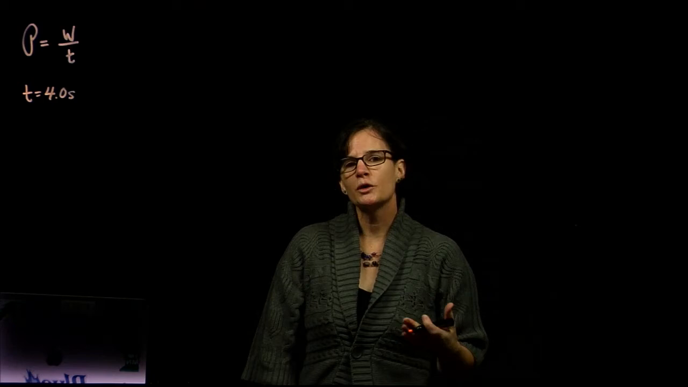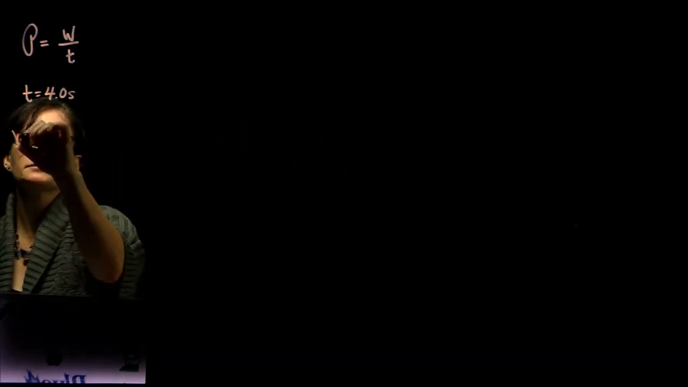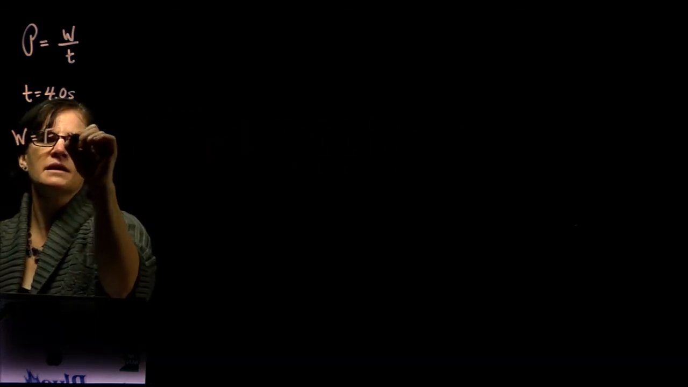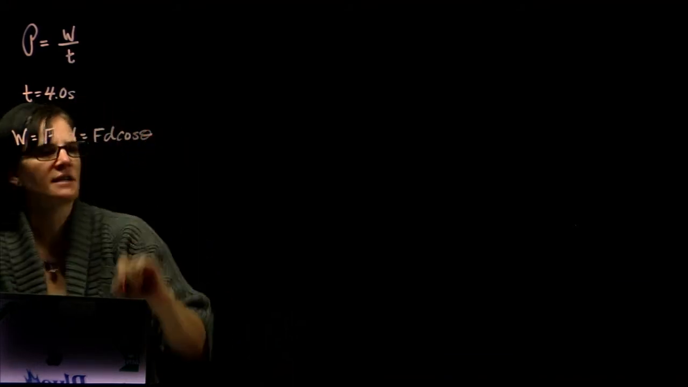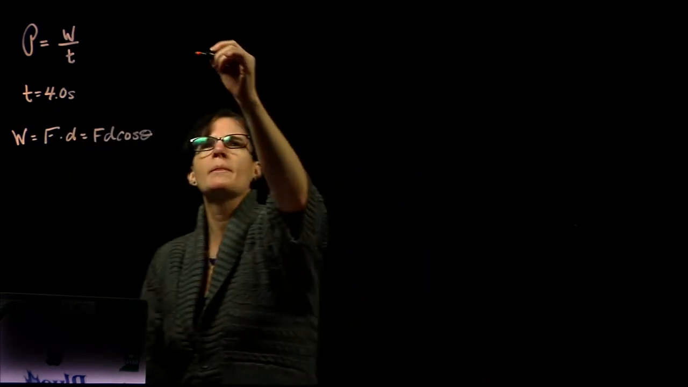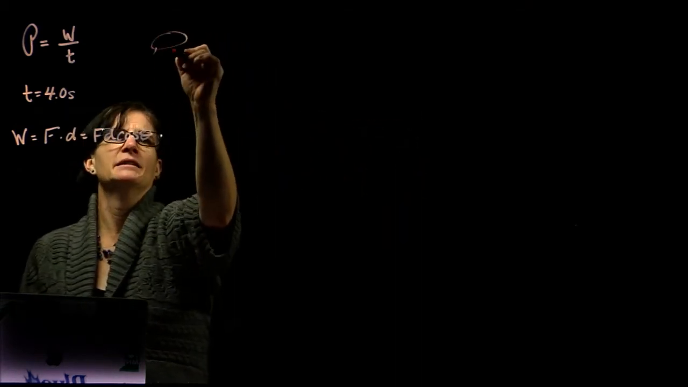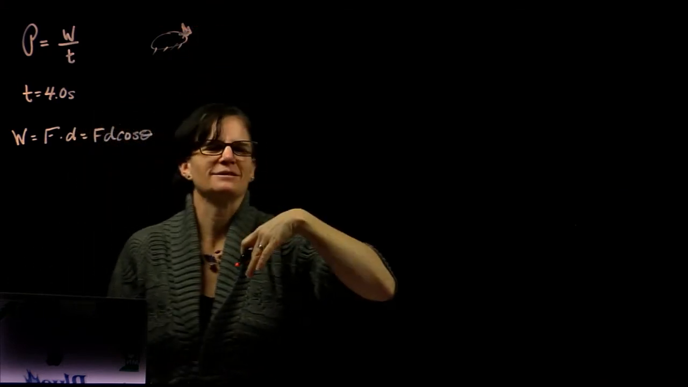Okay, well, work, remember, is the force times the distance times the cosine. Well, it's the dot product. I'll do the dot product first, which is force times d times the cosine of the angle. Now, if we imagine this cheetah running, there's my really fast cheetah. Yeah, just go with me on that one.